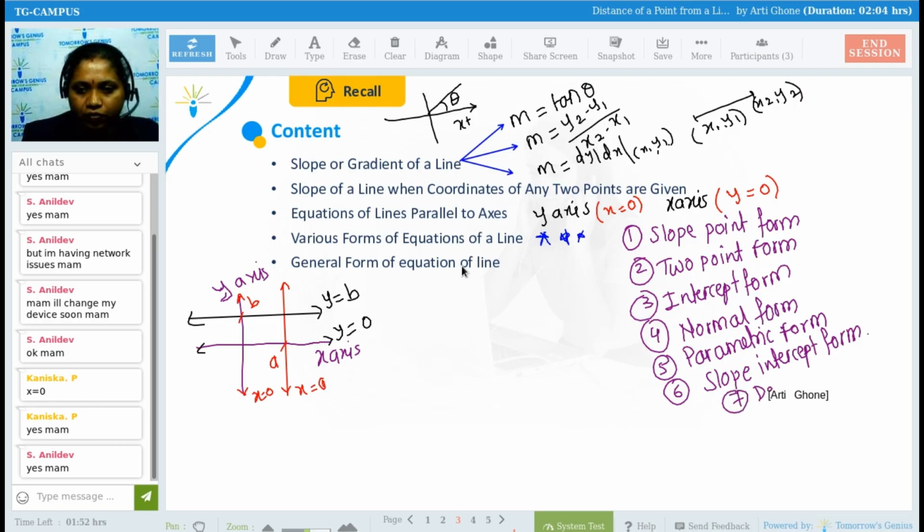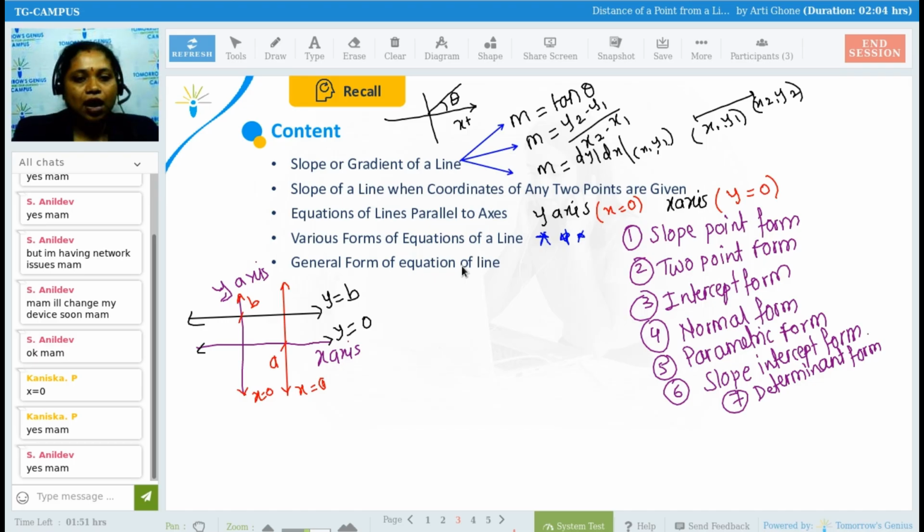Just write down the seventh one, that is the determinant form. Whenever it comes to the equation of a straight line, I'll discuss those forms once again with you. But these are the forms we discussed in the last session. In total, 7 forms are there for formation of a straight line.